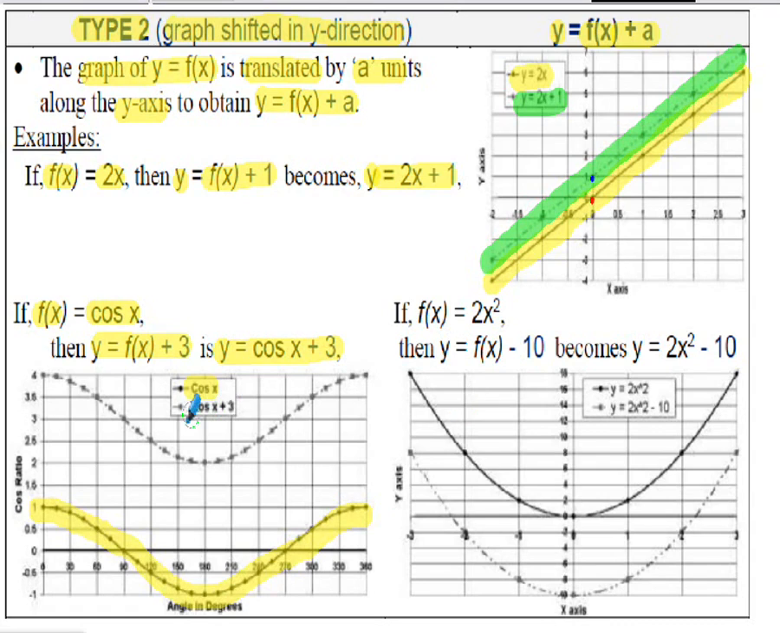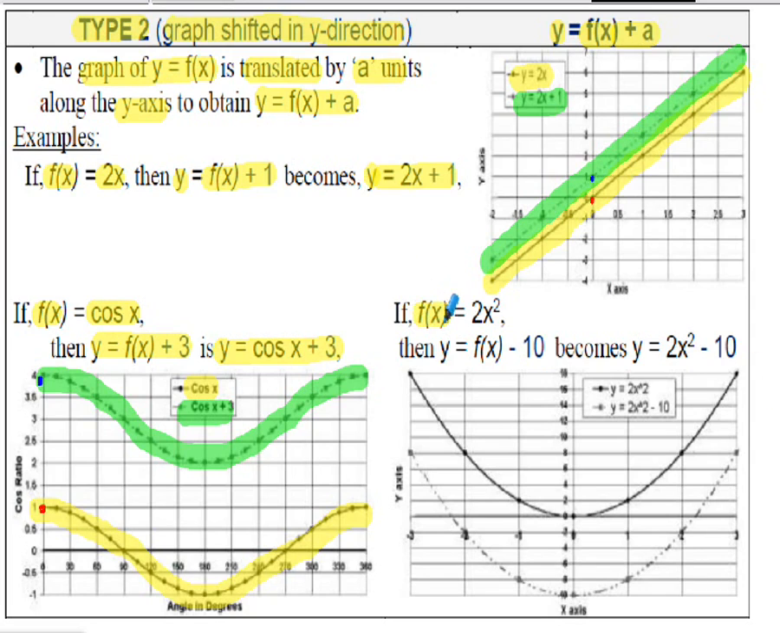If we plot the curve cos x plus 3, we will plot the same shape of curve as the cos x curve, but it's now shifted by 3 on the y-axis. So in other words, the cos x curve cuts the y-axis at 1, and the cos x plus 3 cuts the y-axis at 4. In other words, 3 added to the cos x curve.